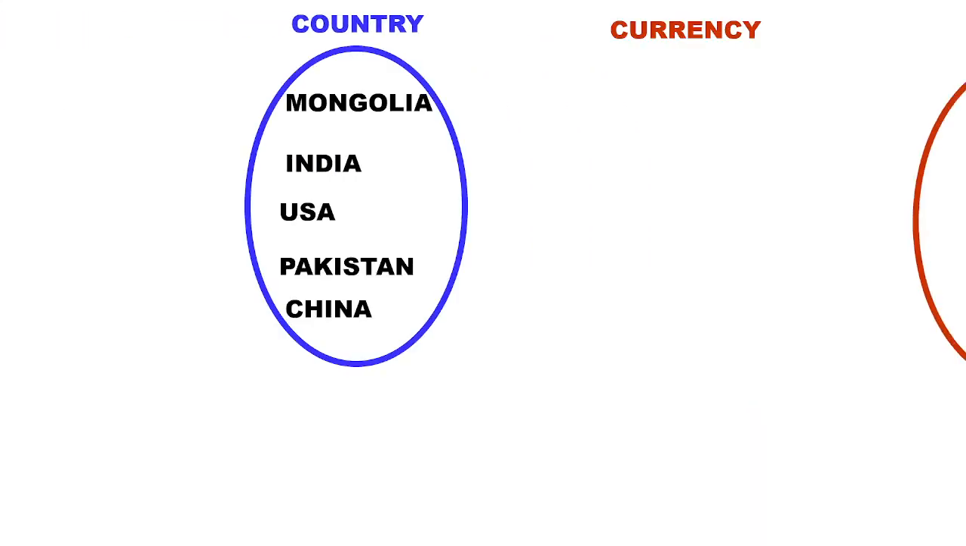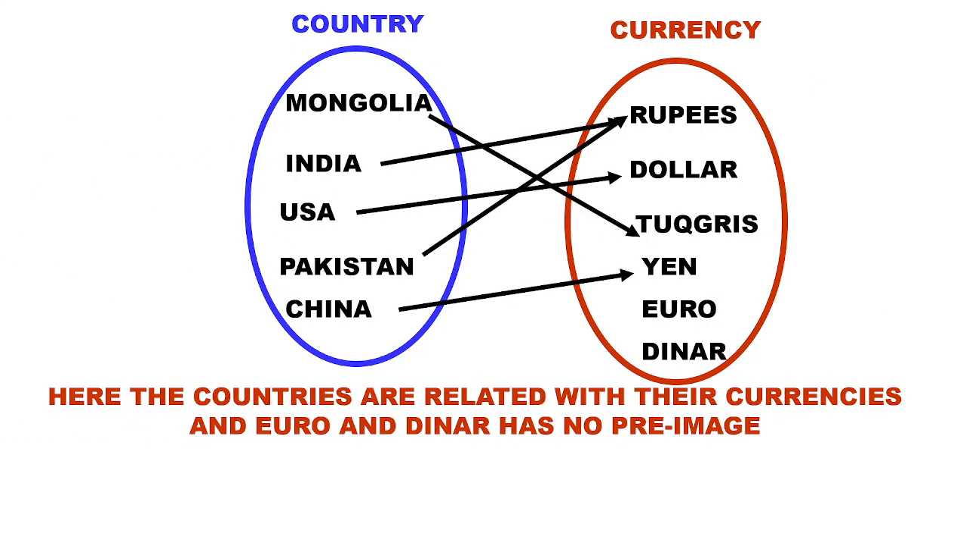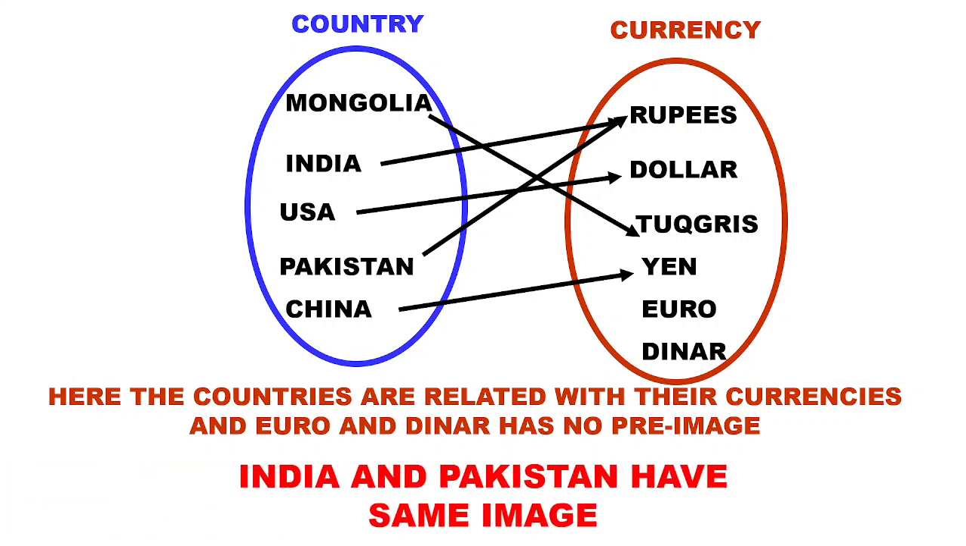If you take country and currency, you are seeing that the countries are related with their currencies, and euro and dinar have no pre-image. That is allowed. On the right hand side, euro and dinar have no country in the left hand side which we are able to connect. Therefore, India and Pakistan have the same image. This is also allowed. Every element in the left hand side should be connected with the right hand side set, and two elements in the left hand side can go to the same image on the right hand side. There may be some elements on the right hand side which may not have pre-images.